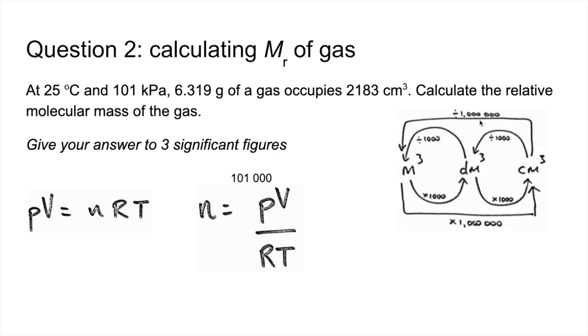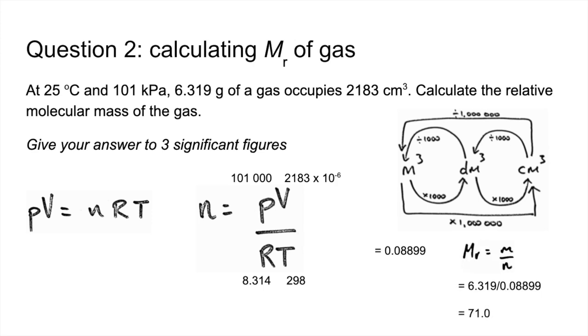So we're going to divide by 1,000,000. All I do is stick a 10 to the minus 6 on the end there. So 2183 times 10 to the minus 6. It'll put that into meters cubed. 8.314 for the gas constant, and the temperature is 298 Kelvin, so 25 degrees C, add 273 on to get it into Kelvin. So put the numbers in, we're getting that many moles of gas. Mr is mass over moles, so we get an Mr of 71.0 to 3 significant figures.